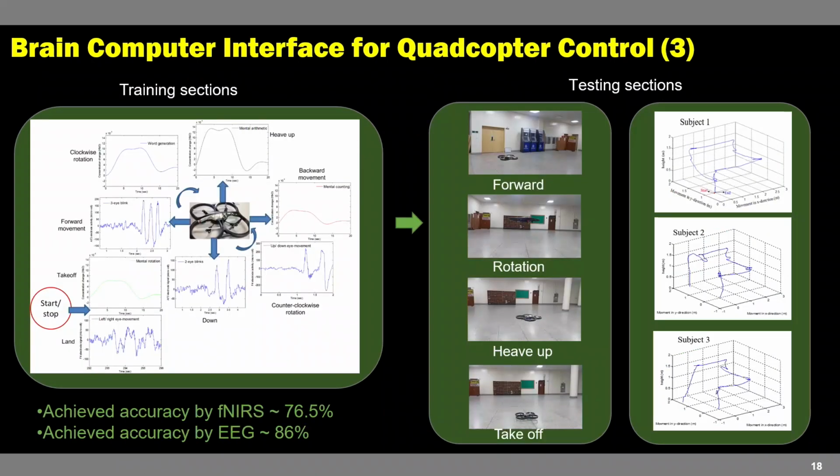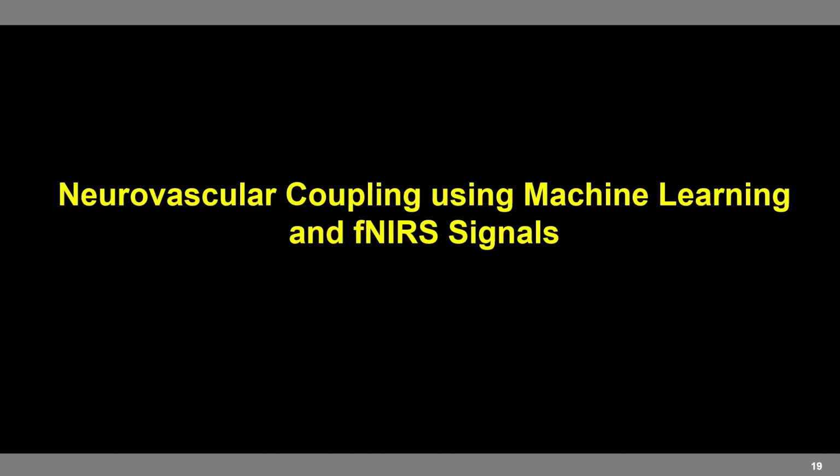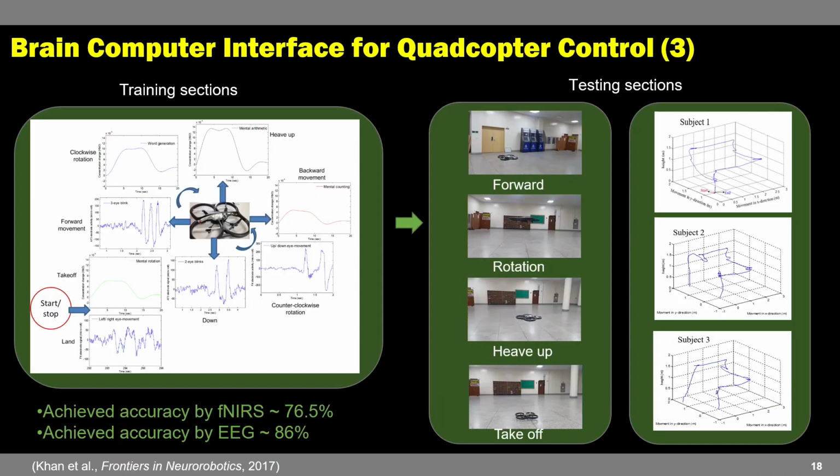So eventually, you can see on the left side, the EEG and fNIRS together generated 8 commands, and each task is related to a different movement. For example, forward, rotation, takeoff, landing, something like that. Actually, here is a video, but I'm not sure I can play it or not. Oh, I cannot, sorry. So the middle part is the video, where they are able to control the quadcopter in different directions.